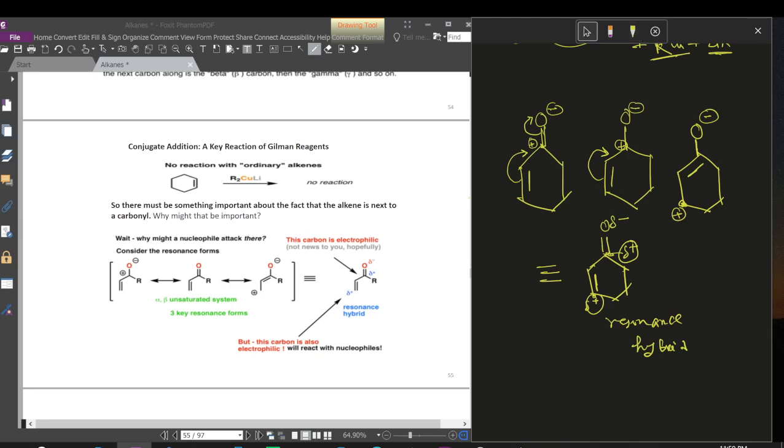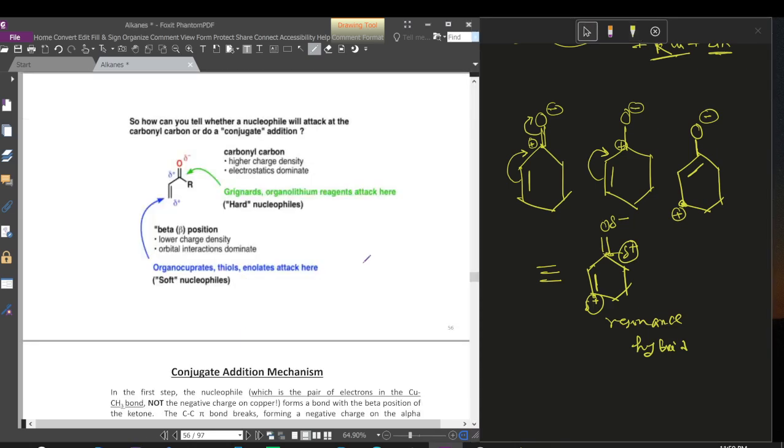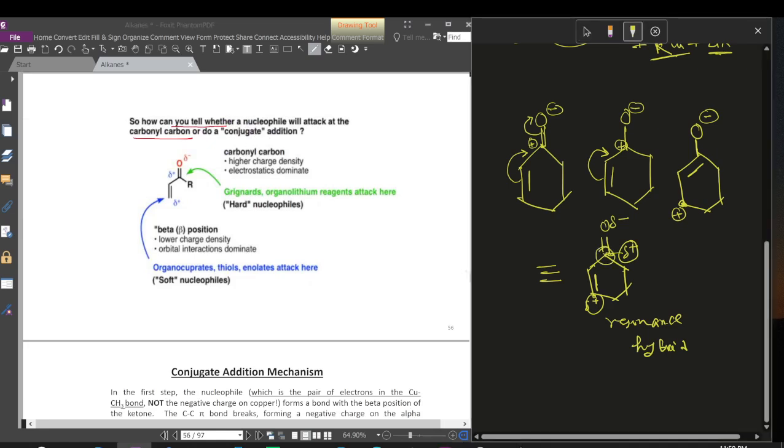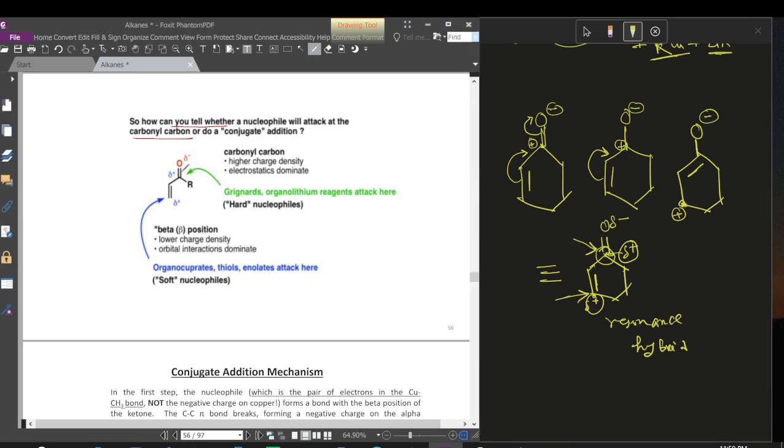nucleophiles. So how can you tell whether a nucleophile will attack the carbonyl carbon or do a conjugate addition? Will it attack this carbonyl carbon or this carbon? It depends on the nucleophile. If the nucleophile is a hard nucleophile, that means Grignard reagents, organolithium reagents, if they attack, they will attack the carbonyl carbon, because this carbonyl carbon has higher charge density, electrostatic domination. So that's why Grignard reagents, organolithium reagents, those hard nucleophiles attack this carbon.